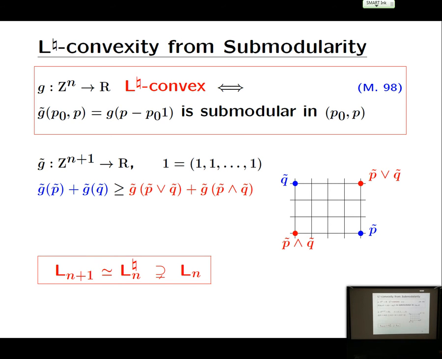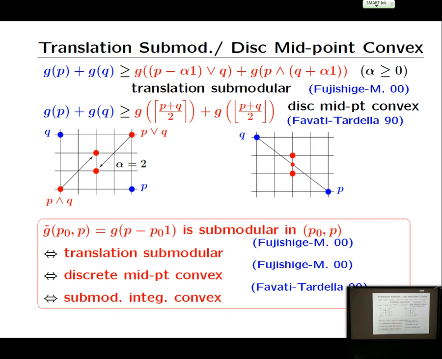So L-natural convex function is defined in this way, but it admits a number of equivalent characterizations. And one of them is translation submodularity. Here, we have an extra parameter alpha. So if alpha is 0, then this is just a submodular inequality. But it imposes this inequality for every non-negative integer alpha. So this is stronger than submodularity. And this is equivalent to L-natural convexity. This is the first characterization.